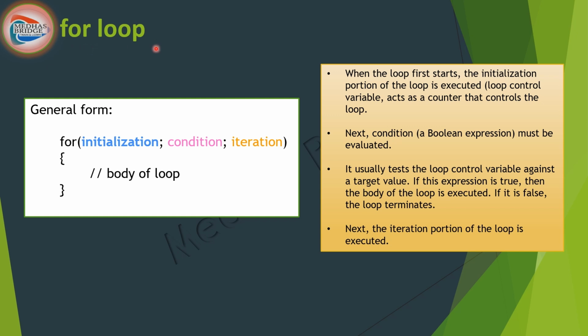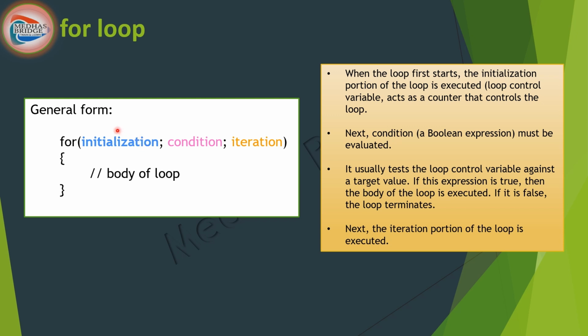Now let's look at a for loop. Here is the general form: for, initialization, condition, iteration, and body of the loop. So let's understand these three, what they mean as far as for loop implementation. This is called the initialization.